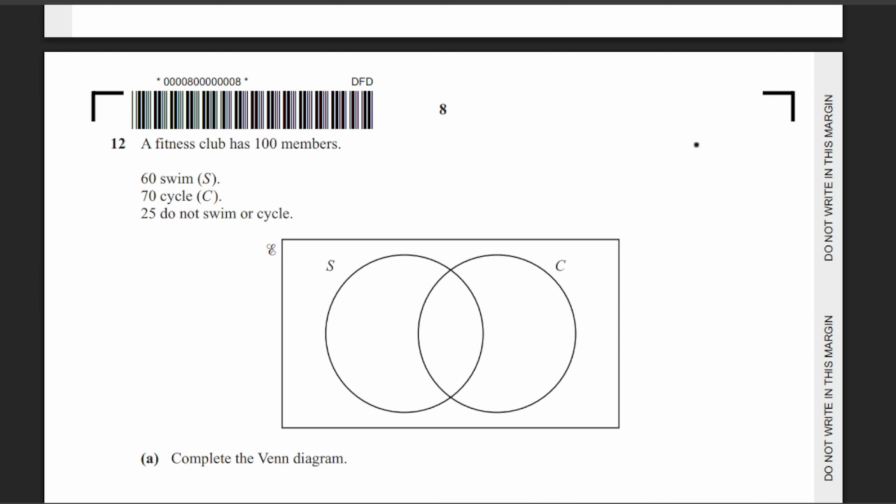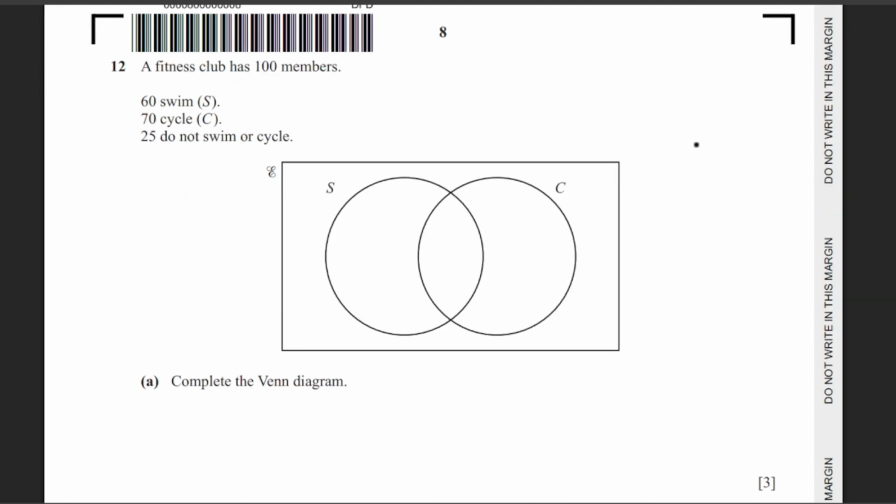Okay, question number 12. A fitness club has 100 members: 60 swim, 70 cycle, and 25 do not swim or cycle. Complete the Venn diagram. Now, the circle S represents the people who swim, and circle C represents the people who cycle, and 25 don't do either of them.